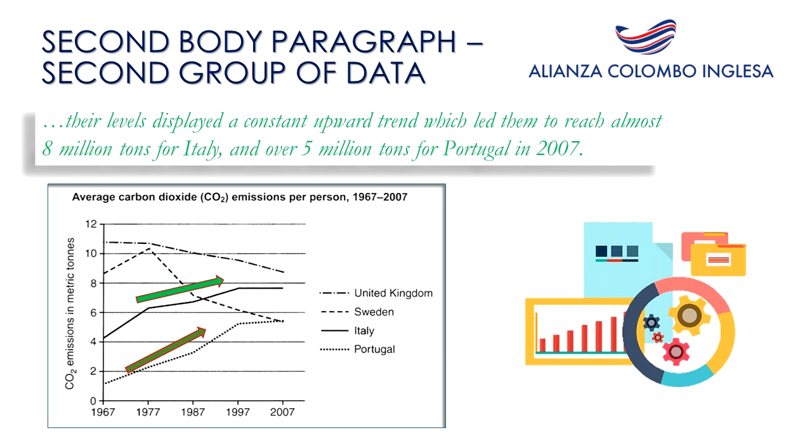Their levels showed an upward trend, and we're mentioning the number at the end of the period, right? These countries reached 8 and 5 million tons respectively in 2007. We're mentioning the specific trend of these two countries contrasted with the trends of Sweden and the United Kingdom. And notice how we did that into a single sentence. This is also possible to do, and it will give you plenty of points because you're using a complex structure for a sentence. This is very important. And we have mentioned the most important figures of the trends for the second group of data.